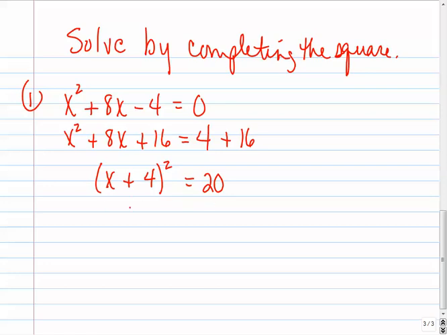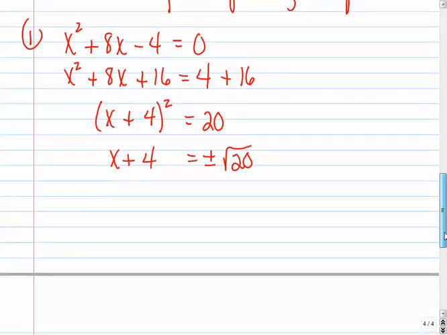So take the square root of both sides. The square root of the left side is x plus 4, and the square root of the right side, remember, is positive and negative square root of 20. So I need to finish this by getting x by itself. So I'm going to subtract 4 from both sides. So x is equal to negative 4 plus and minus the square root of 20.